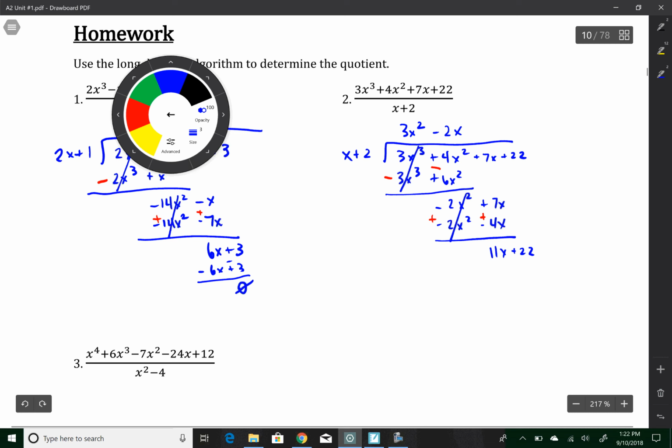What multiplies by x to make 11x? That's easy, just 11. So I have 11x plus 22. Again, these two things should be the same there, so we have a remainder of nothing. There's your answer.